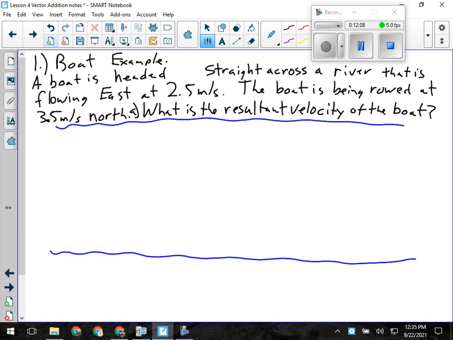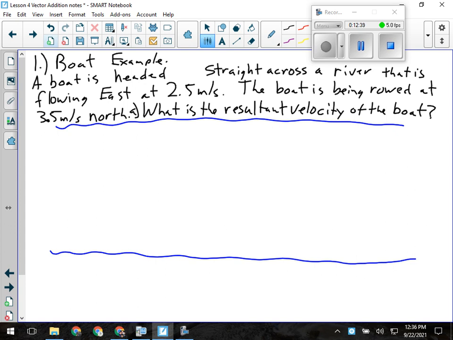What is the resultant velocity of the boat? Right? So there's two things going on here. They're going on at exactly the same time. The boat is being rowed across the river. Does that mean it's going across the river? Like if I row, if I get in the seat down here, okay, and I try and row straight across, do I end up going straight across? Nope. If I aim straight across, I end up downstream.